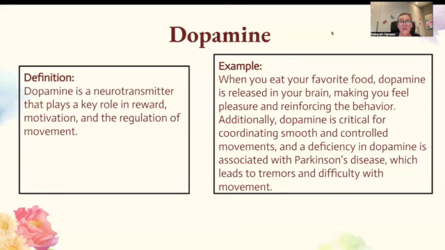Dopamine. Dopamine is a neurotransmitter that plays a key role in reward, motivation, and the regulation of movement. When you eat your favorite food, dopamine is released in your brain, making you feel pleasure and reinforcing the behavior. Additionally, dopamine is critical for coordinating smooth and controlled movements, and a deficiency in dopamine is associated with Parkinson's disease, which leads to tremors and difficulty with movement.